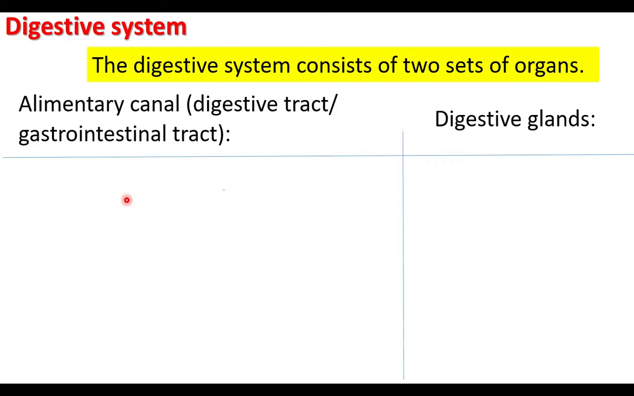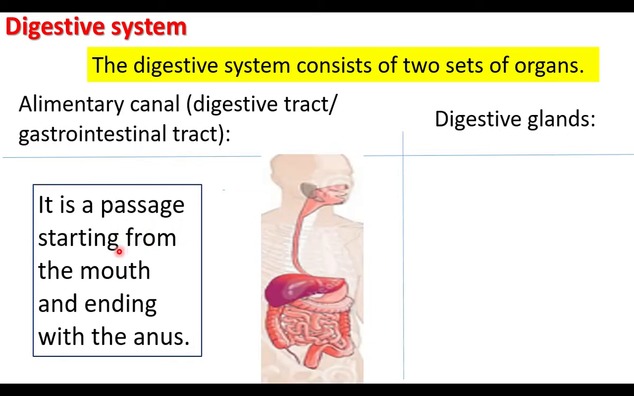The alimentary canal is a muscular, cylindrical tube. It starts from the mouth and ends in the anus. It's a passage starting from the mouth and ending with the anus. This is the alimentary canal.